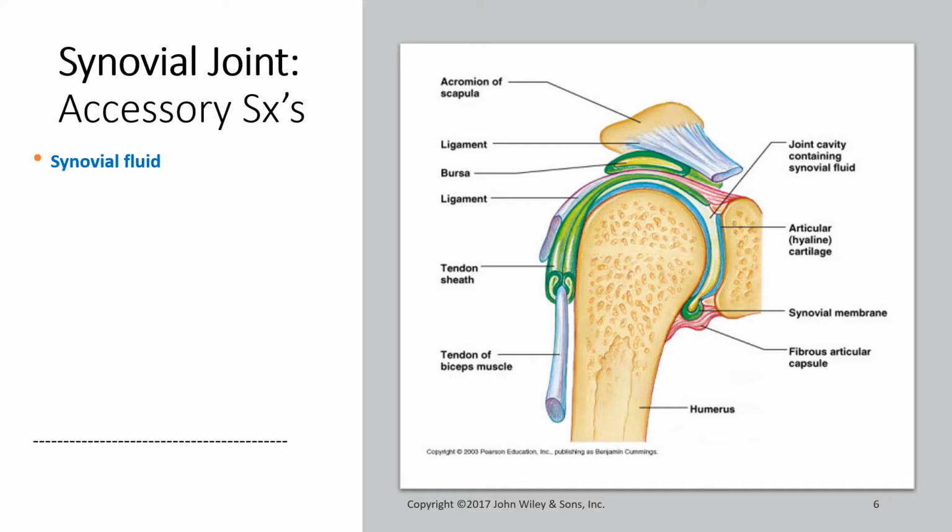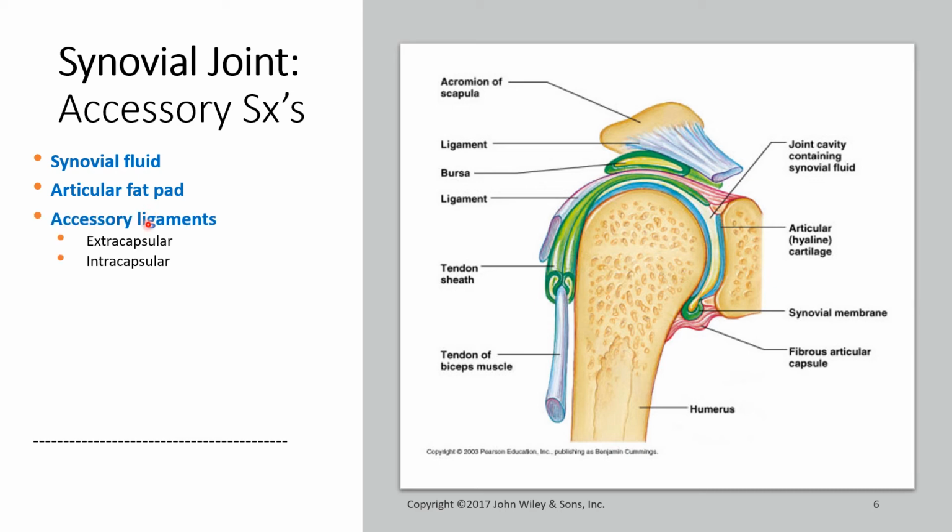So for our last slide on this, we're just going to look at some accessory structures that are not critical or always in a joint or in a synovial joint, but they're going to help that joint to provide it with some stability or allow things to actually slide and move a little bit easier. And that first one is our synovial fluid coming from that synovial membrane. Some joints will have a little articular fat pad in there to help cushion some of that blow.